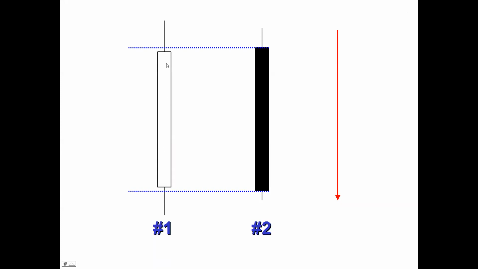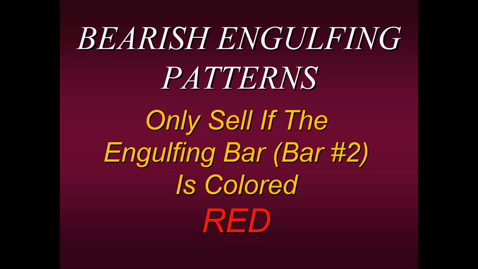This is a fairly strong probable setup that the market wants to go lower, whatever time frame, whatever market you're looking at. But can we increase the odds for consistency? Yes, we can, by applying the PET D. So we're only going to sell and use this engulfing pattern if bar number 2 is colored red. We don't care what bar number 1 is colored. We don't care what the bars are colored afterwards. Bar number 2 needs to be colored red.